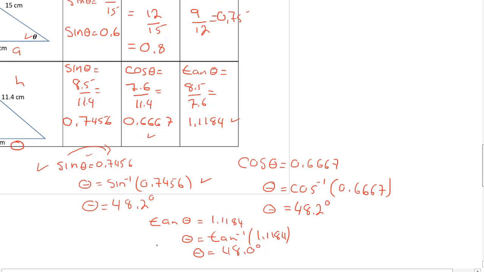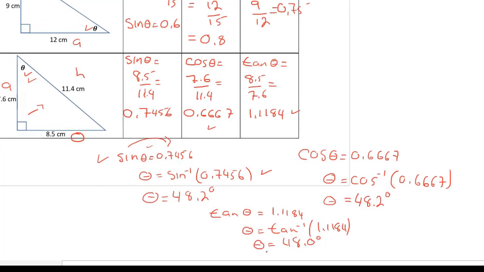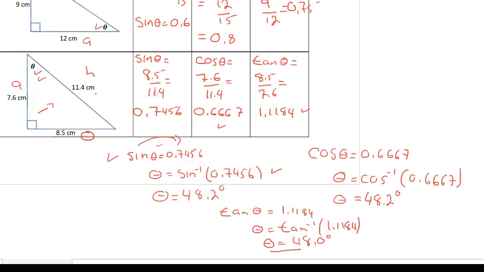When I checked using the tan ratio, I got 48.03. Pretty close. And I think probably the error or the difference that we have in this last case probably stems from any kind of rounding that we had in the diagram.